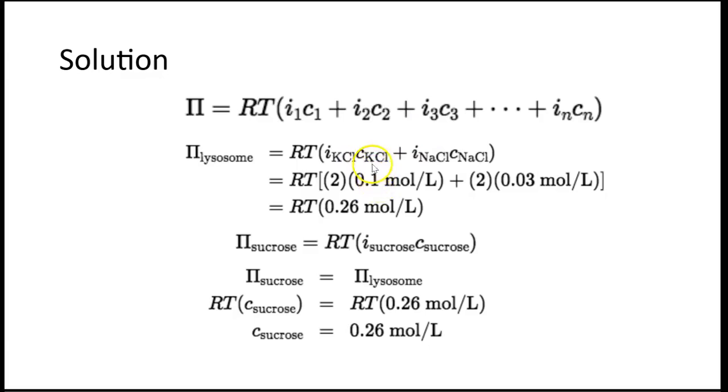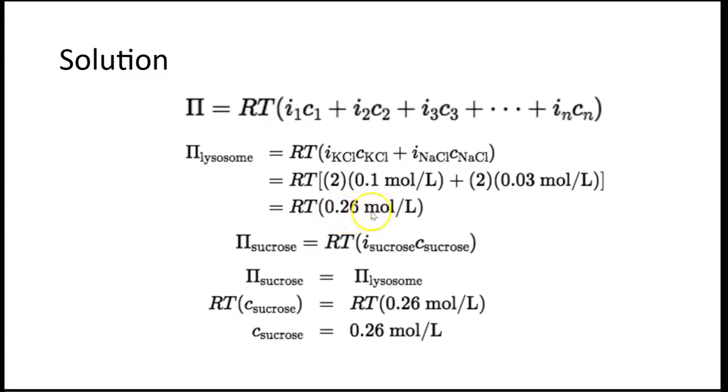The problem already states that the concentration of potassium chloride is 0.1 molarity. And then for sodium chloride, the concentration is 0.03 molarity. I stands for the van't Hoff factor, and that's how things are ionized. So we have potassium and chloride, two different ions, and that is why the value is 2. And then from there, you do your math.